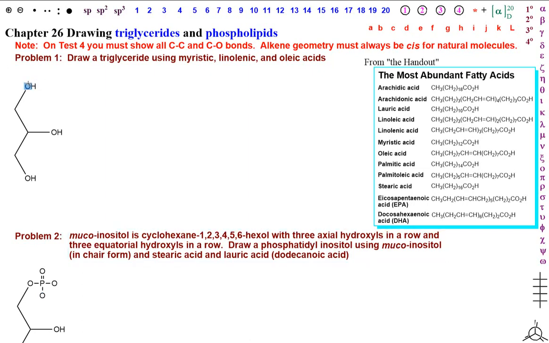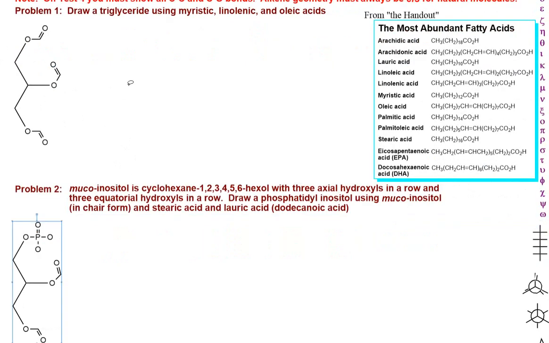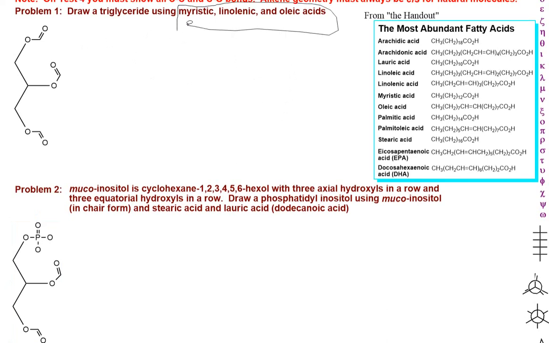Every other O will be an ester with a carbonyl. So I'll take a second and make that happen on every other O. In the top one, I'm not concerned about what order you put these on, as long as I see an ester of each. I'm going to start with Myristic Acid.